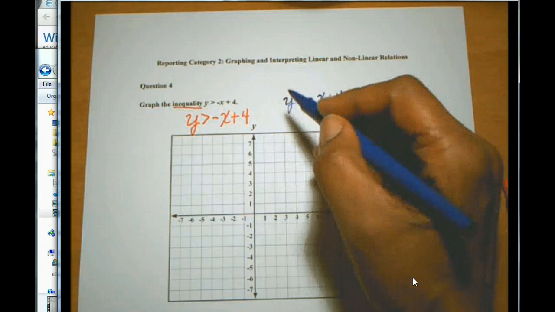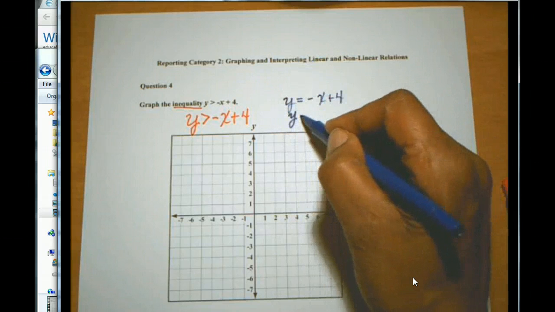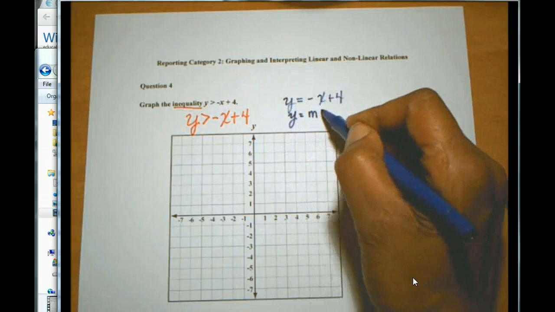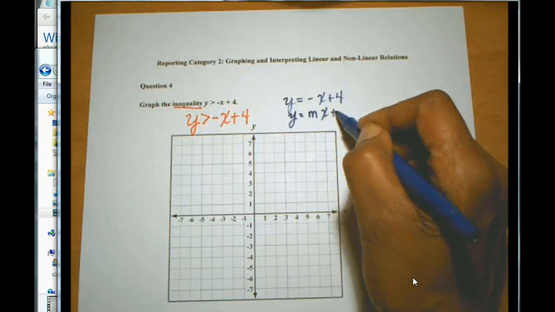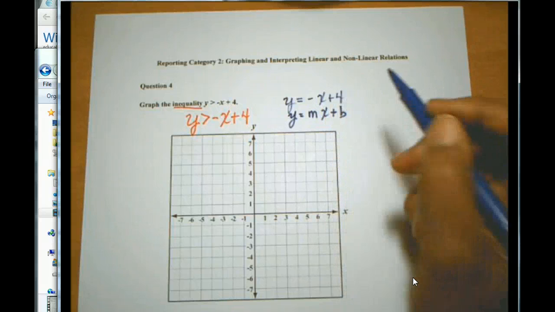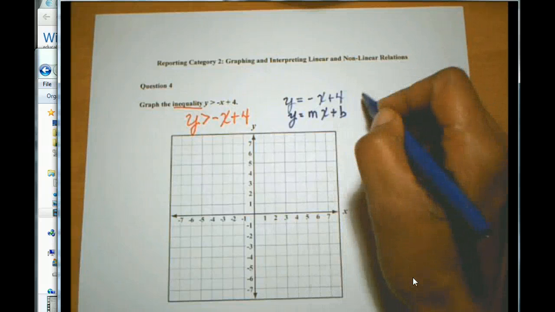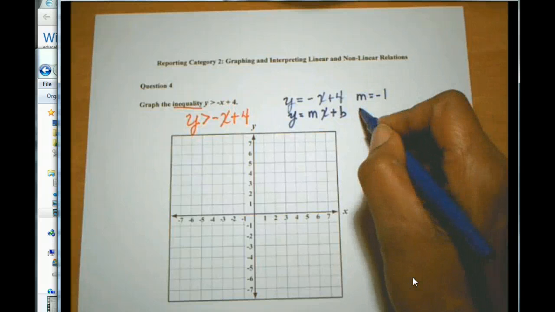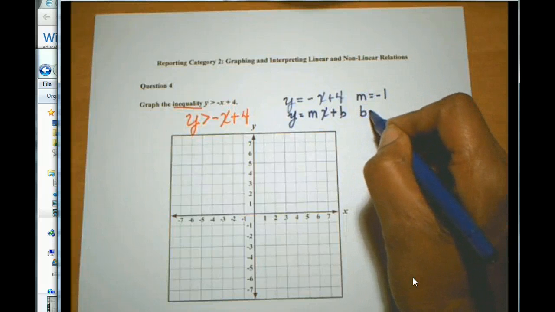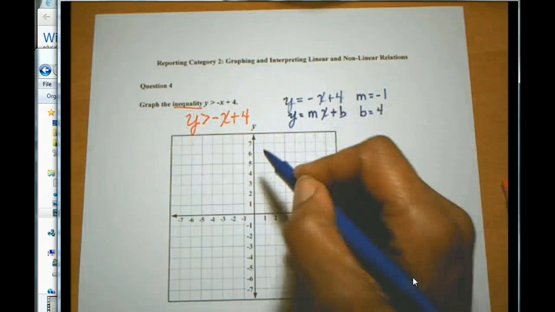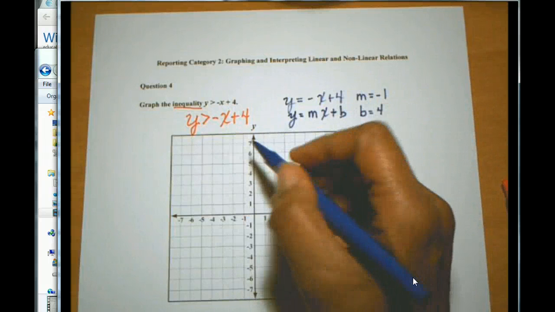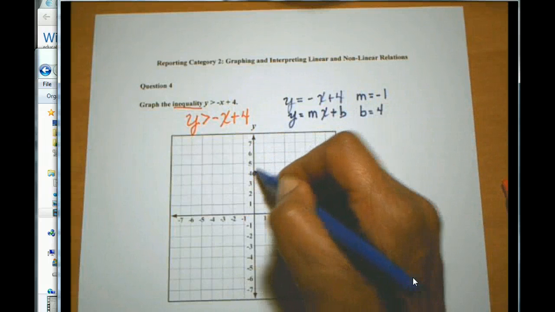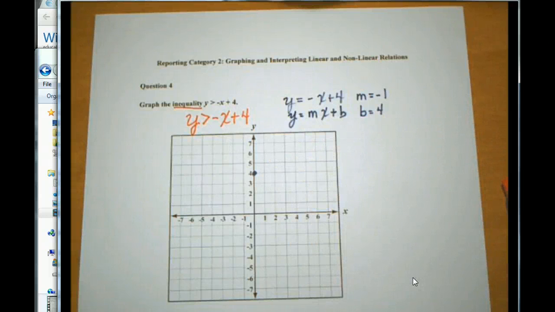So if we look at this line, it's already in slope-intercept form, and it looks like the slope is -1, and the y-intercept is 4. So I'm going to put a big dot on the y-intercept. It's 4. And then I'm going to use the slope to get the slant of the line.